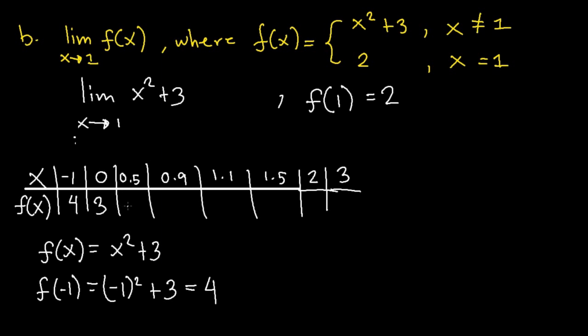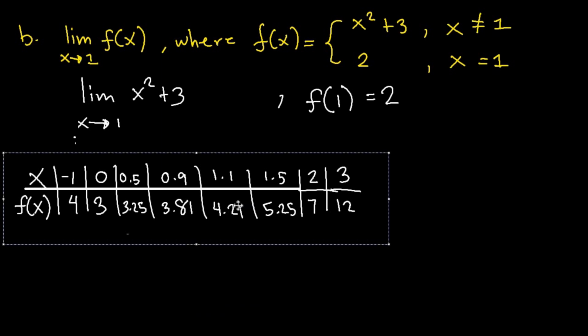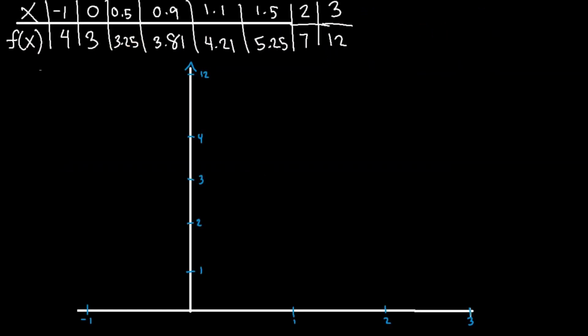Sa 0.5, that's 3.25. So sa 0.9, that's 3.81. So sa 1.1, that's 4.21. Sa 1.5, that's 5.25. And sa 2, that's 7. And sa 3, that's 12. So nakay x and y values. So imong buhaton na lang is i-graph nimo ang limit. So imo na siyang i-graph.